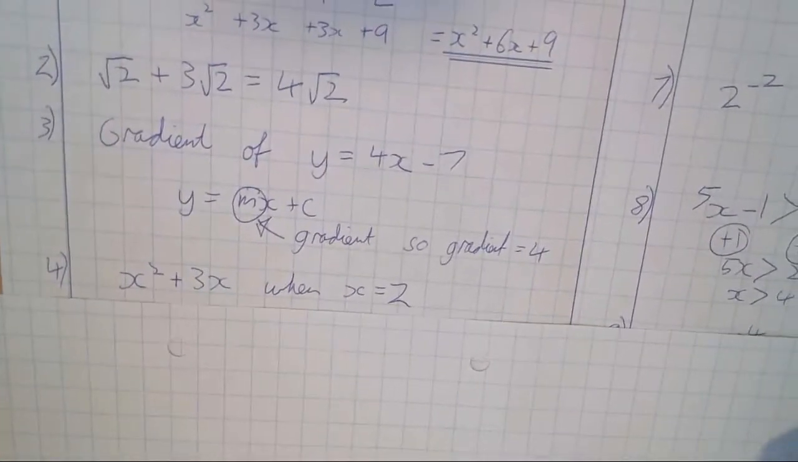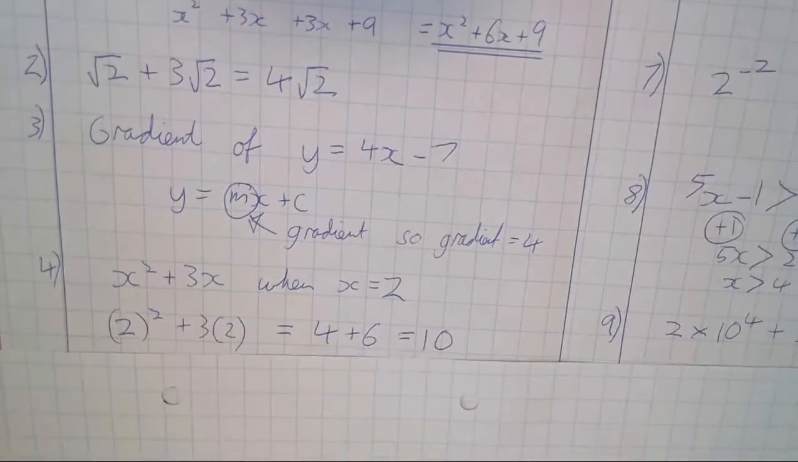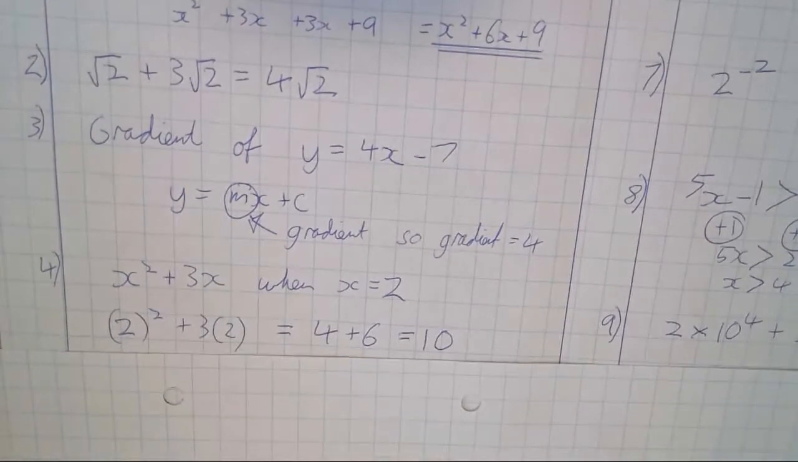Okay. X squared plus 3x when x equals 2. So I've got 2 squared plus 3 times 2. I strongly recommend whenever you do any substitution, put what you're substituting in brackets. So I got 2 squared, which is 4, plus 3 times 2, which is 6. So 4 plus 6 is 10.